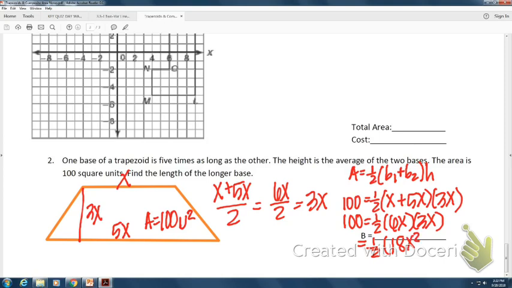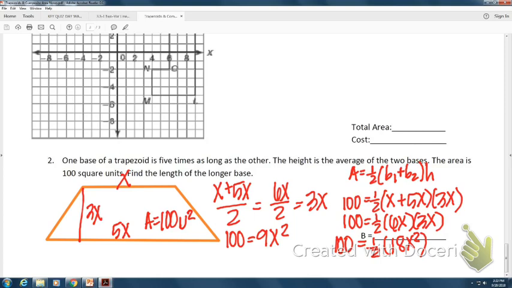What is 6x times 3x? 18x squared. Okay, last year kids were making this mistake over and over by saying that 6x times 3x was just 18x. Okay, if you do just 18x, you're losing an x. So make sure when you multiply x's, you have an x squared. Okay, so what is 1/2 of 18x squared? 9x squared. Okay, so we have 100 equals 9x squared.